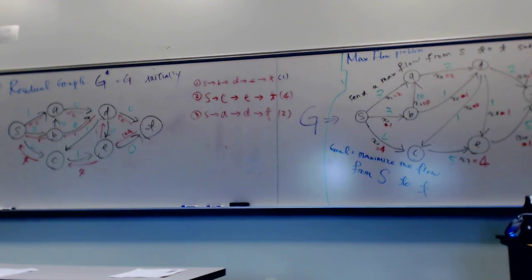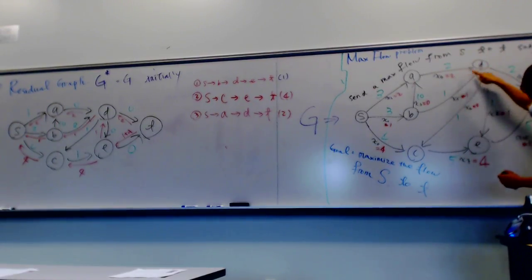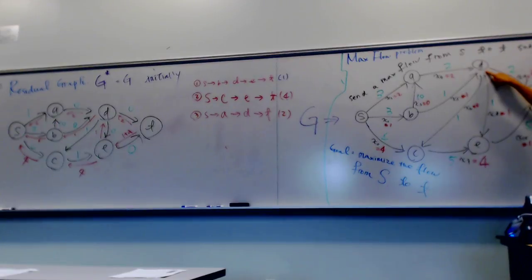That's it. Right, for D, you have 1, 2 sending in, so 3 units. Is that right? And then you have 1 going down and another 2 going direct to T, right? And for E, you're sending 5 to T. So that's the solution, that's how you do it.